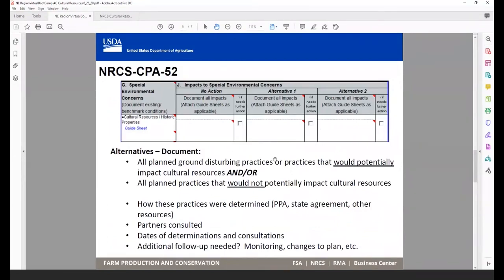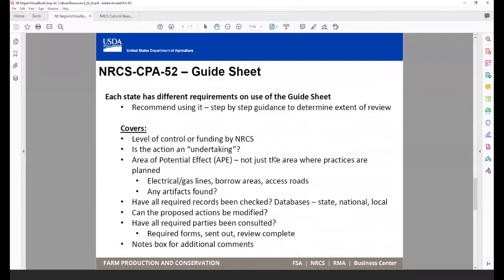And then also in the 52 is a guide sheet. Every state has different requirements for using the guide sheet. I highly recommend using it, particularly for the cultural resources review, because it has very clear step-by-step guidance to determine what review is needed and when. So it walks you sort of like a choose your own adventure through the level of control. So if it's a CTA plan, then that's handled differently versus one where there's NRCS funding.